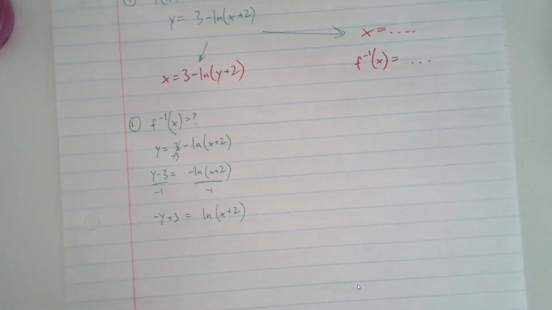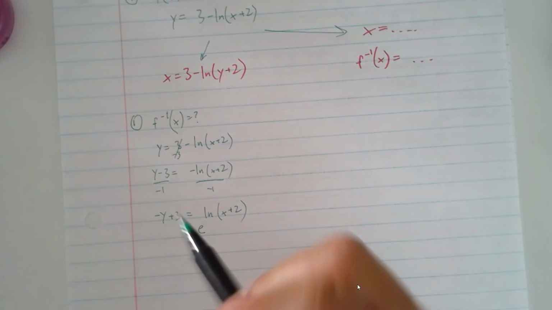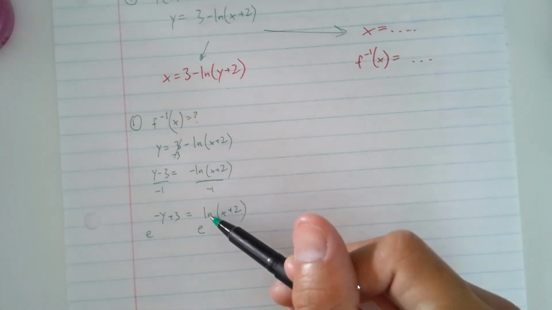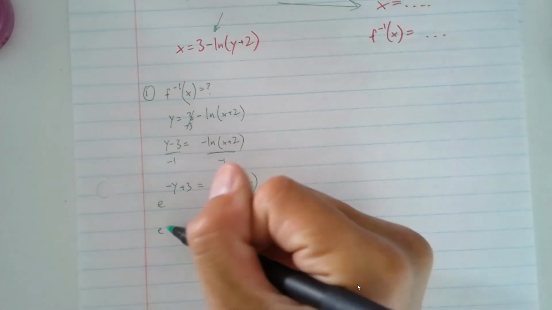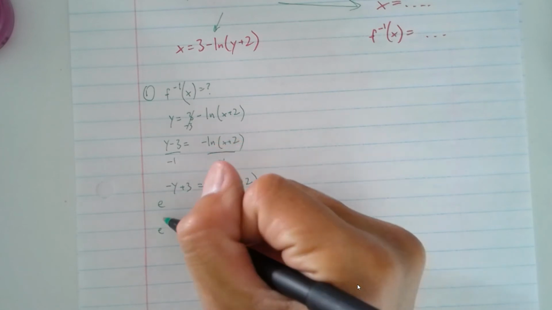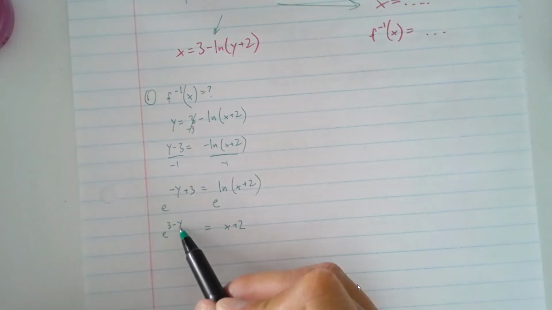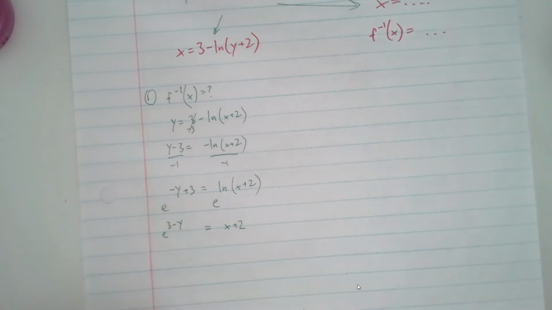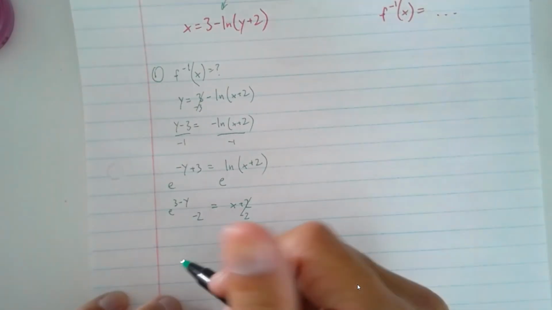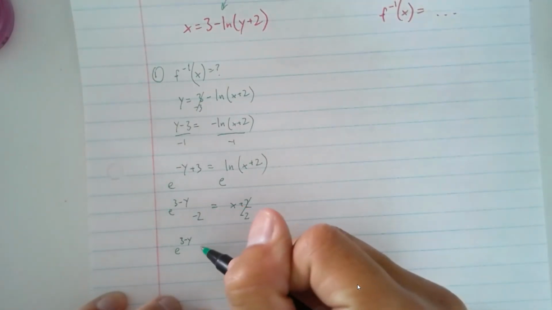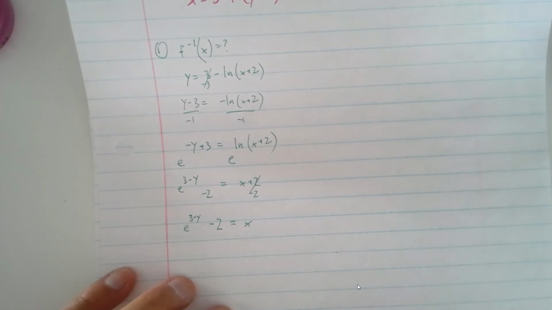And then to get rid of the natural log, I'm going to put it as an exponent to the base of e. What that does is it cancels out this natural log, giving me just x plus 2 is equal to e to the, well, I can rewrite this as 3 minus y. I just switched the order up, so the positive 3 is now in the front and the negative y is now a minus y. And I subtract 2 from both sides, giving me e to the exponent of 3 minus y, minus 2, is equal to x. And then at this final step is where I switch back the x and the y.